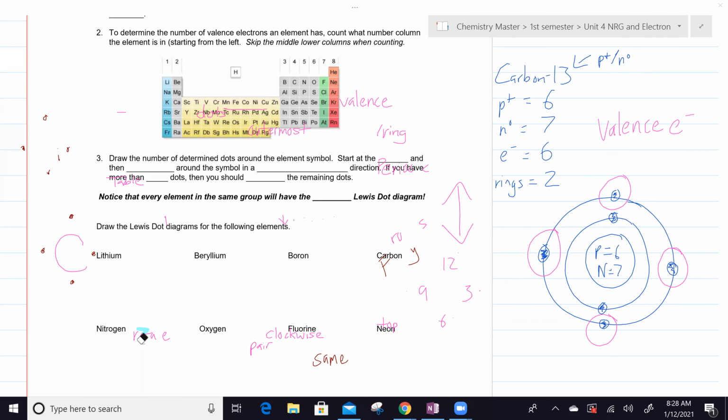Actually, you know what? Let's make this an assignment. This is an easy one. All right, so this says draw the Lewis dot diagram for this family on a sheet of paper. I want you to write each one of these: lithium, beryllium, boron, carbon, nitrogen, oxygen, fluorine, and neon. And you're gonna do the Lewis dot diagrams for these. They should be fairly easy. They should not take you long.